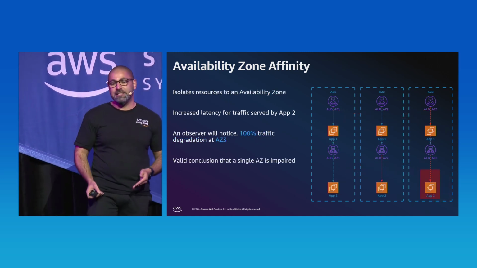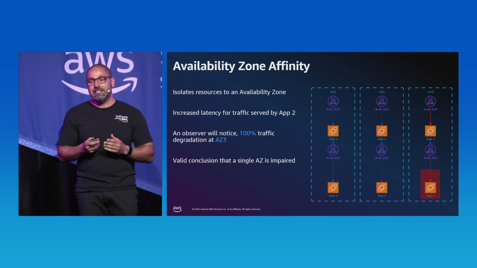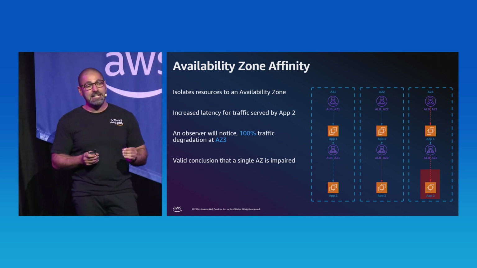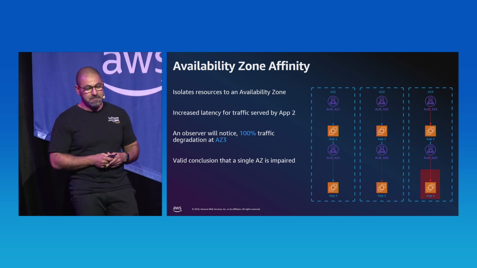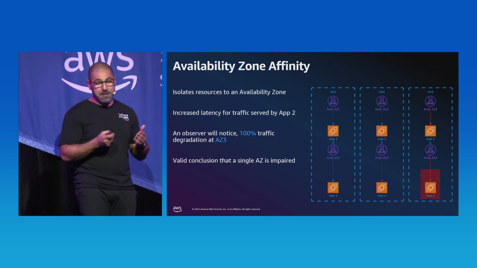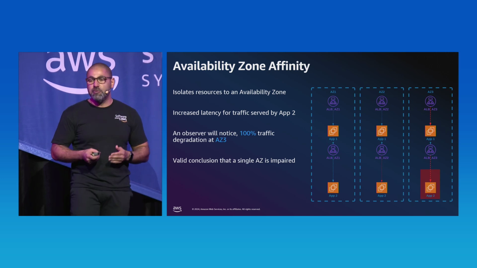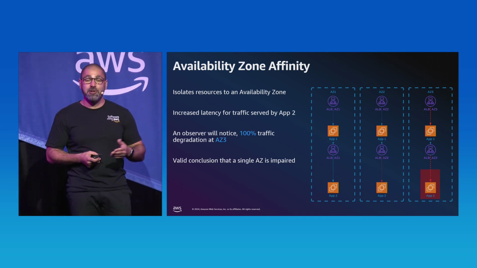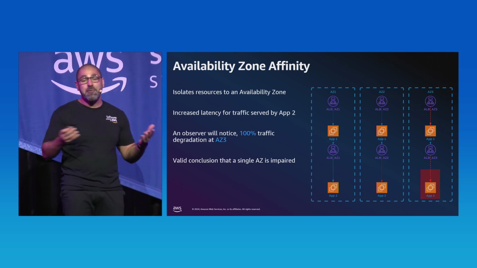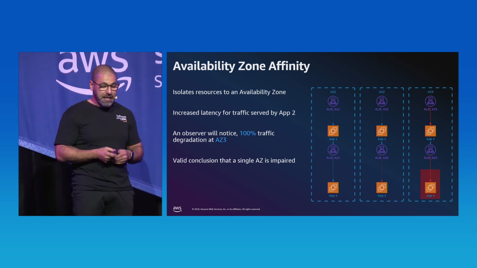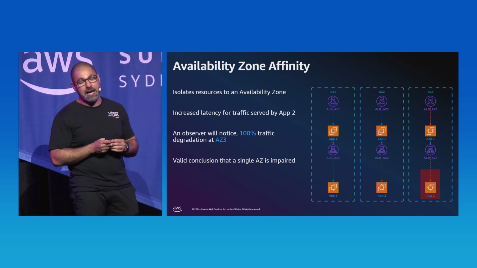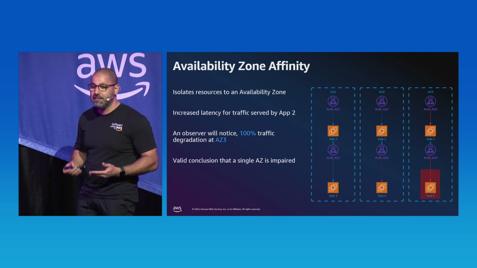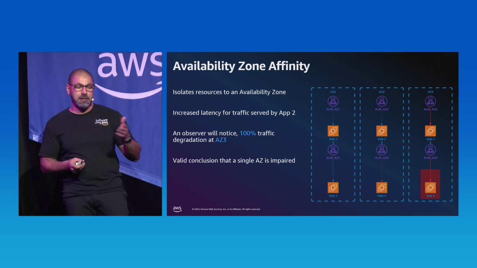And so the solution to this is AZ affinity. And this is the ability to pin traffic. You pin the traffic to remain within an AZ and not cross any other AZ. So now in this situation, if there's an impairment in AZ3, an observer will notice 100% degradation only coming from a single AZ, as opposed to the previous example where it wasn't apparent where the issue was coming from. And a valid conclusion can be made that a single AZ is impaired. And this is very important. If you could deduce that a single AZ has been impaired, it's easier for you to mitigate, and we'll come to that later.